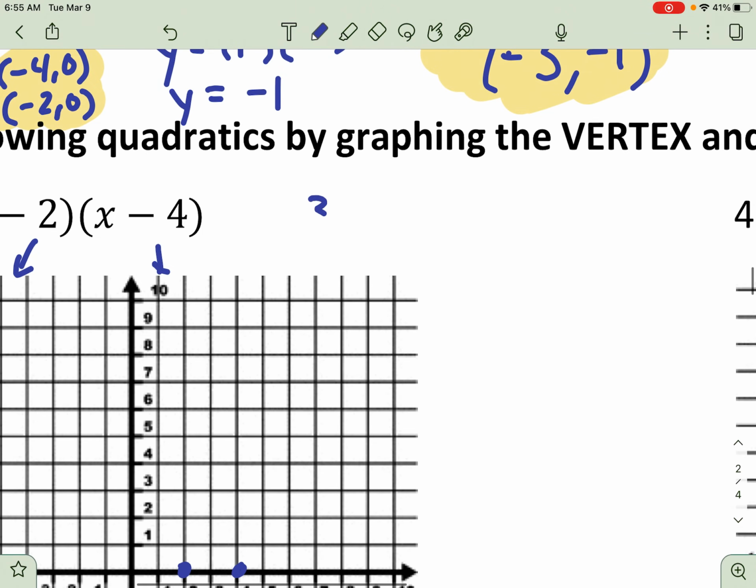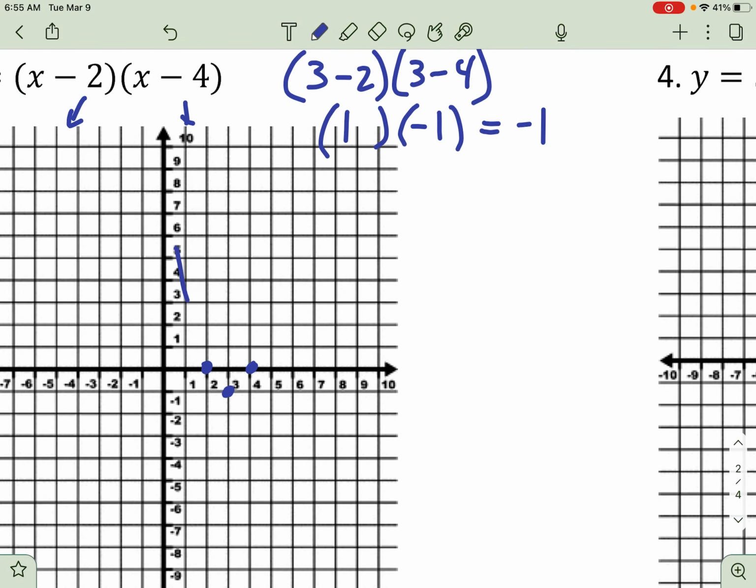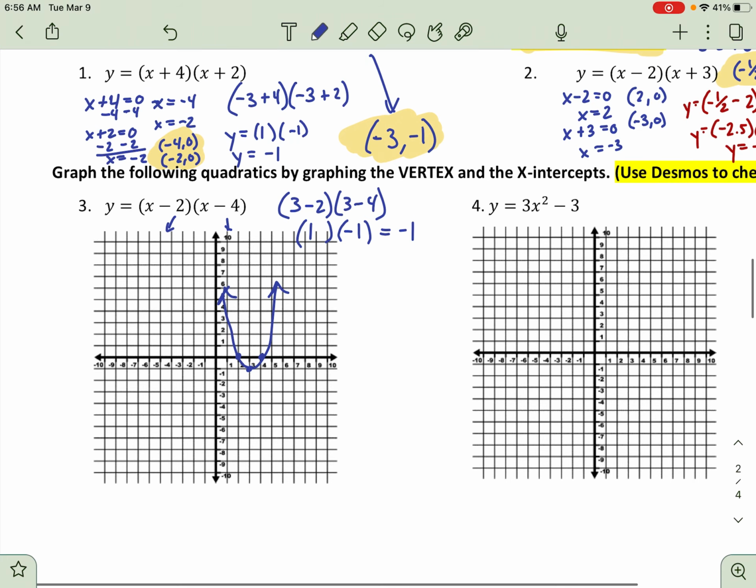So let's go ahead and plug in a 3 here. That'll give you a 1, that'll give you a negative 1. When you multiply those together, that would give you a negative 1. So our vertex would be at 3, negative 1, which is right there. And that's it. Okay, you could do a table for the rest of the points, but I'm not going to make you do that right this moment.